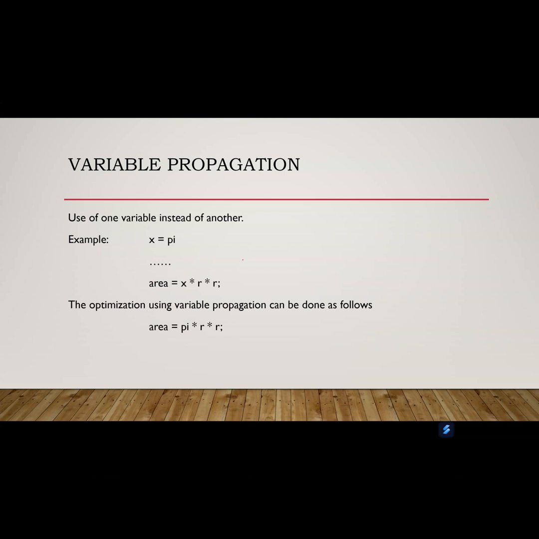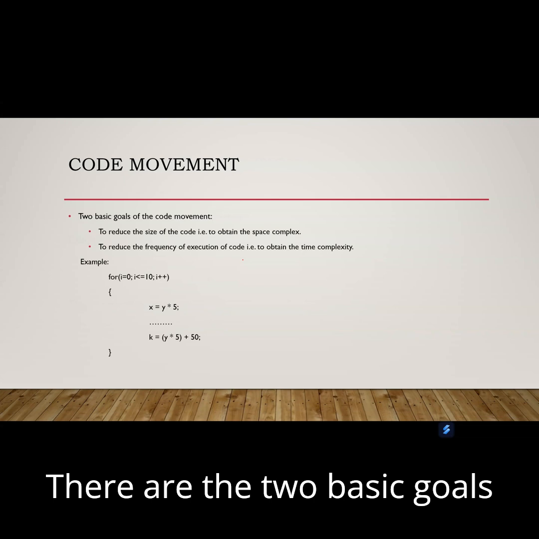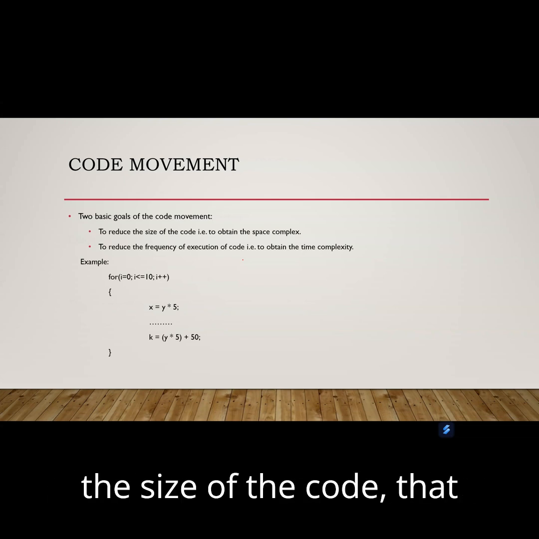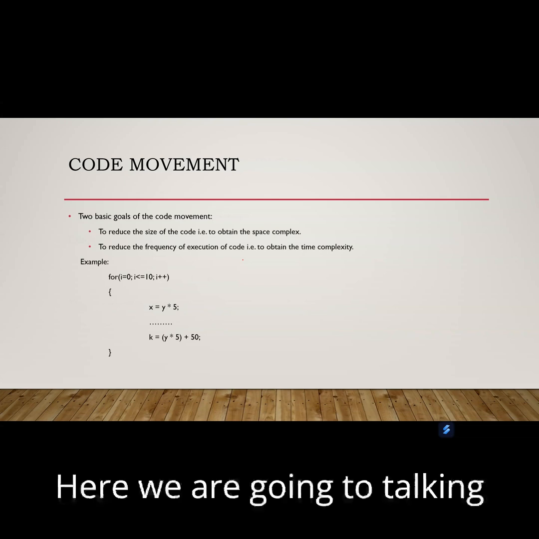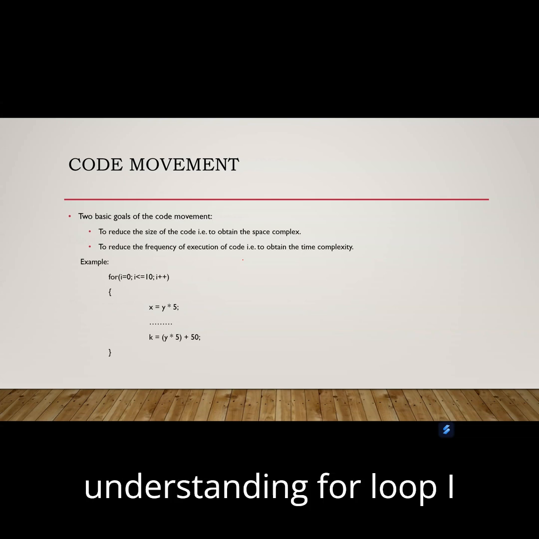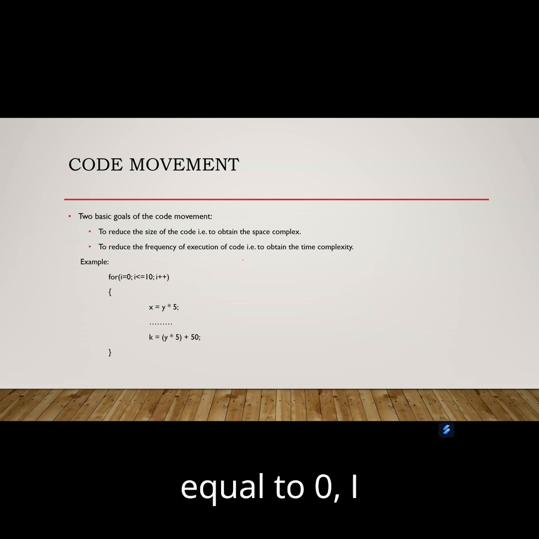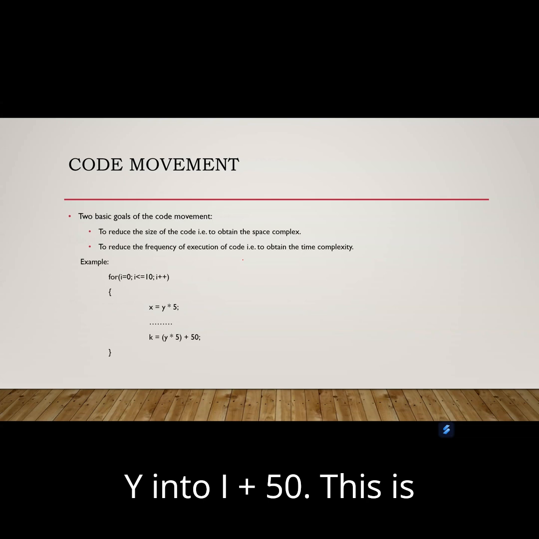Next, we have the code movement, right? There are two basic goals of code movement: to reduce the size of the code, that is to obtain the space complexity. Another one is to reduce the frequency of execution of code, that is to obtain the time complexity. Here we are talking about both space complexity and time complexity. So here we have an example for better understanding. For loop I equal to 0, I less than or equal to 10, I plus plus, open braces, x equal to y into 5, and so on, k equal to y into 5 plus 50. This is the code we wrote.